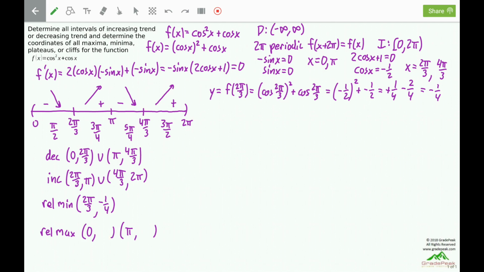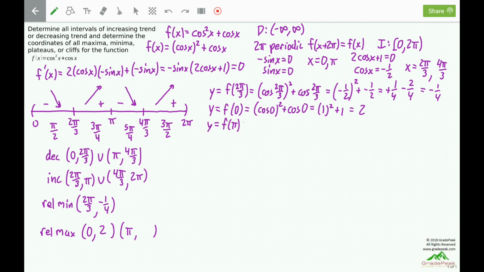We can find the y-coordinates to each of these by plugging these x-coordinates into the original function. So starting with 0, f of 0 will be cos of 0 squared plus the cos of 0. The cosine of 0 is a positive 1, so this will be a 1 squared plus a 1. 1 squared is 1, plus 1 is a 2, so this will have a y-coordinate of 2.